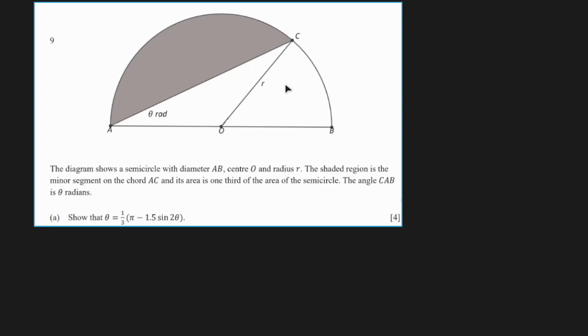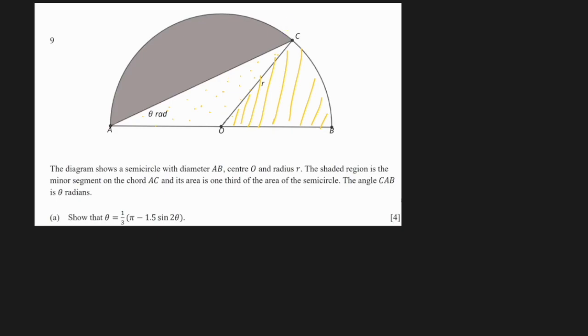Okay, so let's use this particular sentence. They have written that the area of this shaded region is 1/3 of the area of the semicircle. How can I find the area of this shaded region? That's what I have to look for. The area of a semicircle is easy. So if I find the area of this sector and this triangle and subtract from the whole semicircle, I'll find the area of the shaded region.